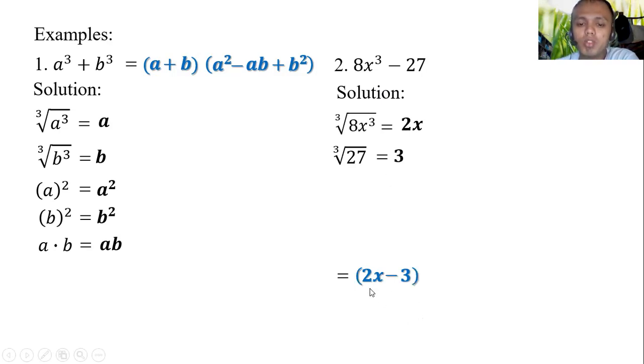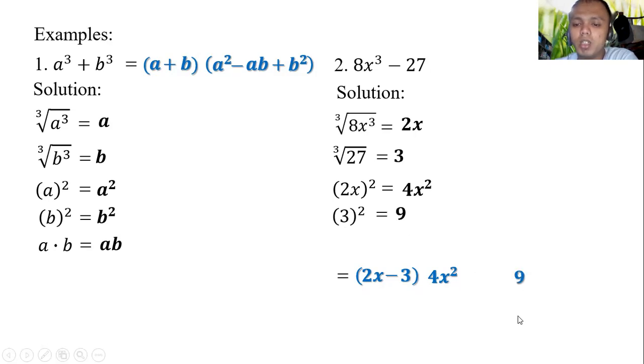Next, get the square of the first term from here. The square of 2x is 2x times 2x is 4x squared. So 4x squared here. Then square 3. 3 squared, 3 times 3 is 9. So 9 here. Then multiply these. 2x times 3, regardless of the sign. 2x times 3 is 6x.